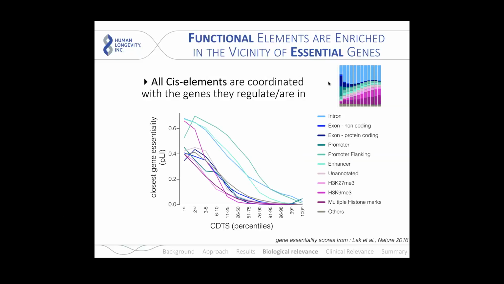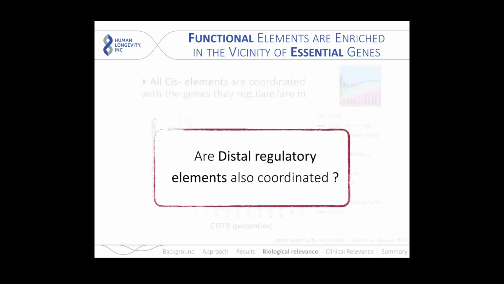Whenever they are present in the region of the genome that has low tolerance to variation, their closest gene tends to be a gene that is more essential. And it's interesting because even the elements that were depleted in those functional regions, for example H3 K acetylation, turn out to be in the vicinity of essential genes when they are present. So this brought us to our next question.